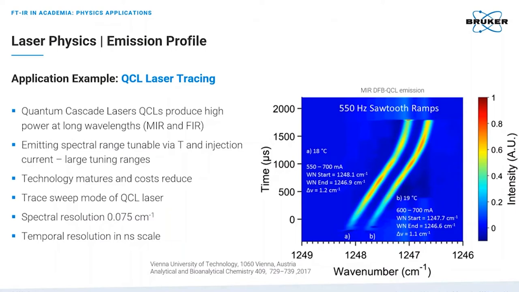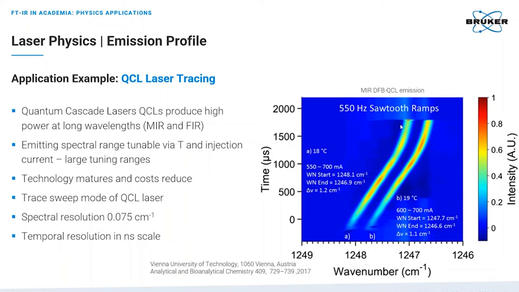Here in this example, one of our Vertex ATV users from Australia uses the step scan setup to measure the QCL laser emission in the mid-infrared range. With a very high spectral resolution of 0.075 wave number and nanosecond time resolution, the sweep of the QCL emission can be nicely traced here.